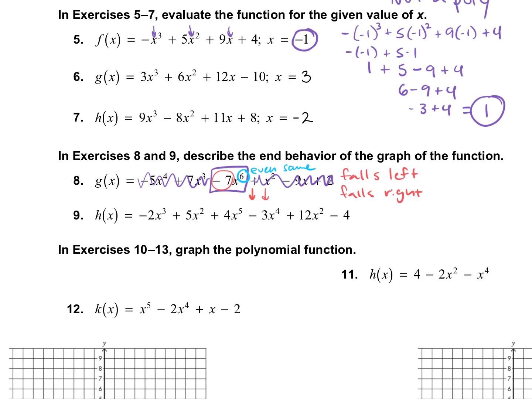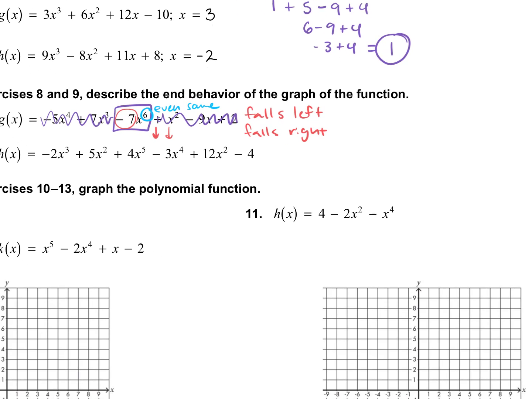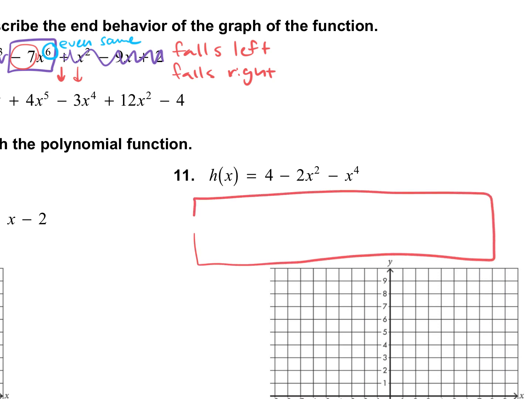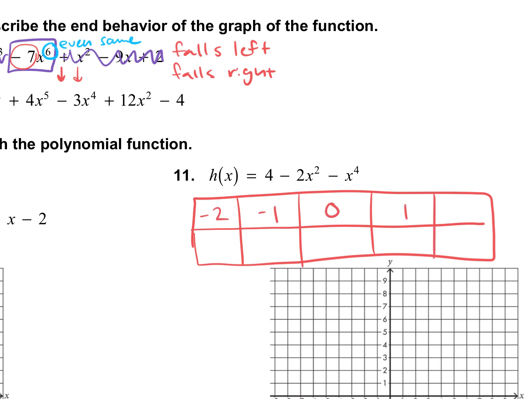All right, let's do a graphing one. Let's do 11 on the right side. So with graphing, we want to determine our end behavior and plug in some values to get points on the graph. Just like from the notes, they plugged in 5 values, and on the quiz, I also want you to plug in 5 values. So I would say plug in -2, -1, 0, 1, and 2. I need to see at least 5 points on your graph.